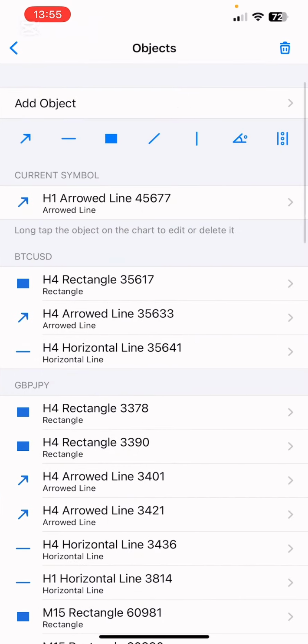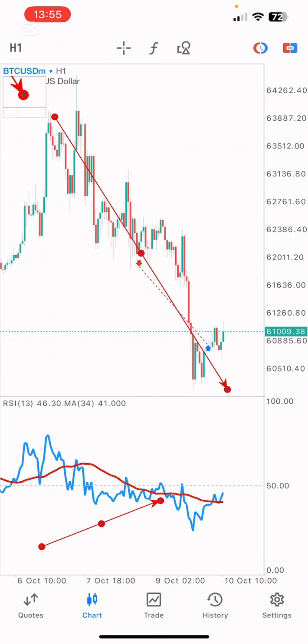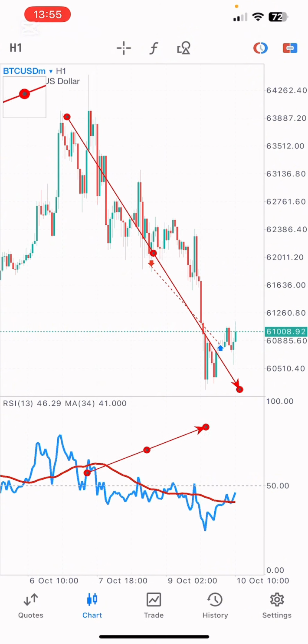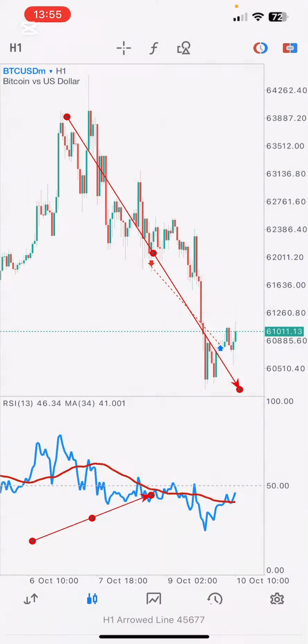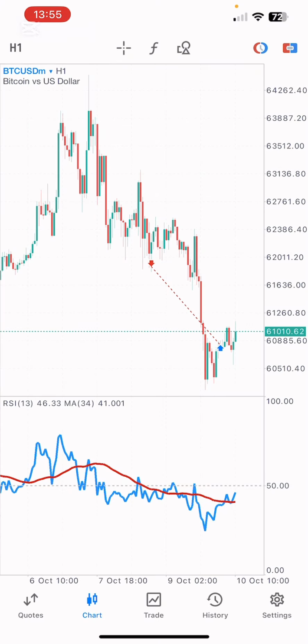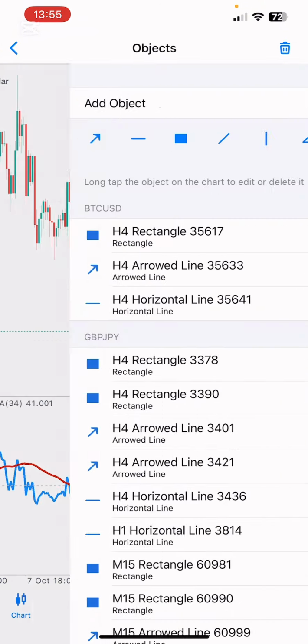Now looking at the market here, what happened from our sell signal here? Directly, you see the market dropped. So this is just one confirmation. Whenever the RSI is below the 34 moving average, the blue is below the red, we want to look for a sell opportunity.